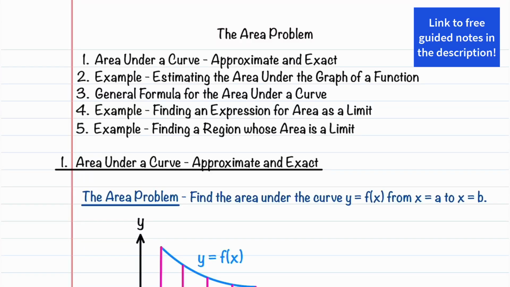In this video, we're going to learn how to approximate the area under a curve using rectangles and then see how taking a limit gives the exact area. We'll go through an example using right-hand endpoints, left-hand endpoints, and midpoints, and then find a general formula for the area under a curve. We'll also look at two examples, one where we write an area as a limit, and another where we're given a limit and find the region it represents.